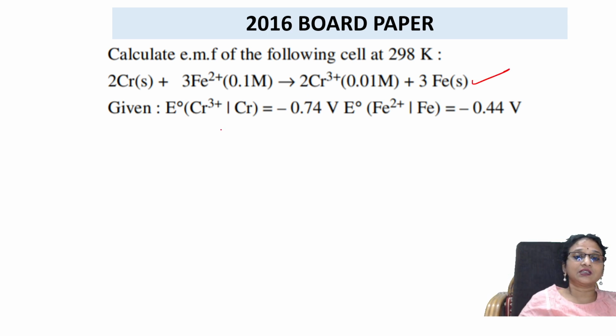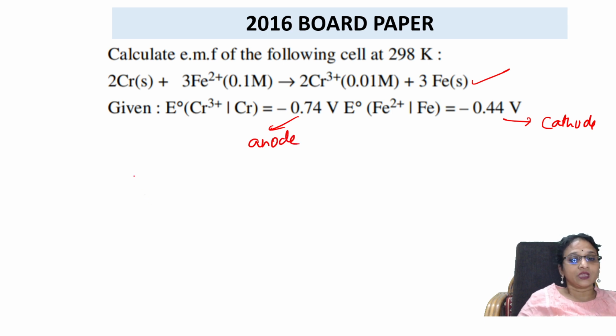They have given me a cell and the electrode potential values. First, I have to check which is oxidation and which is reduction. Observe carefully. In this case, it is 0.74 volts. In this case, it is minus 0.44, which is higher, students. This is your reduction potential value, which happens at the cathode. This is your oxidation potential value, which happens at the anode.